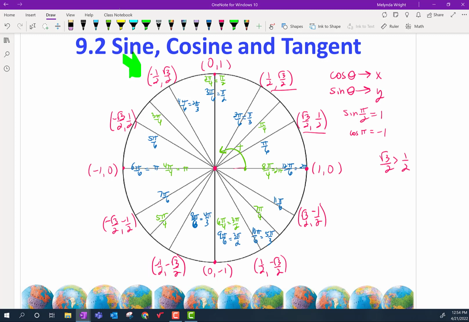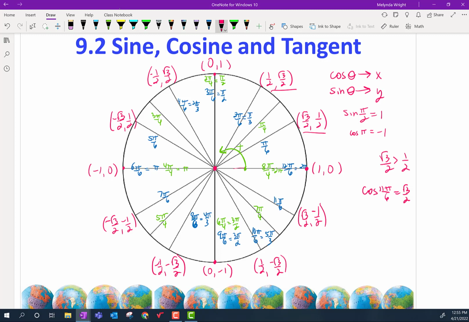So what have we done? We have just written out the coordinate points for all of the 30, 60, 90s. They're all done. So if I asked you, what is cosine of 11 pi over 6? So we see this is 11 pi over 6. Cosine is the x. So that would be root 3 over 2.